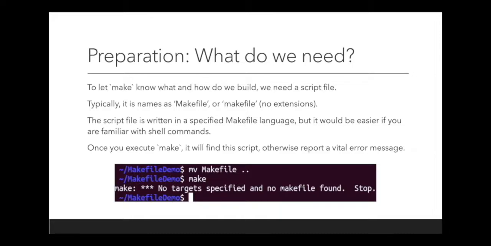So what do we need before we use Make? To let Make know what and how to build, we need a script file. Typically, it is named Makefile, or with a small m. Make sure there are no extensions, just Makefile. The script file is written in a specific Makefile language, but it will be easier if you are familiar with shell commands. Once you execute Make, it will find this script, otherwise it reports a fatal error message.